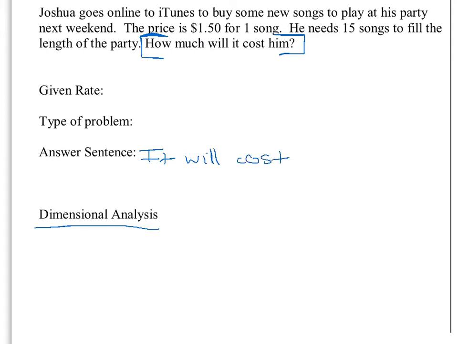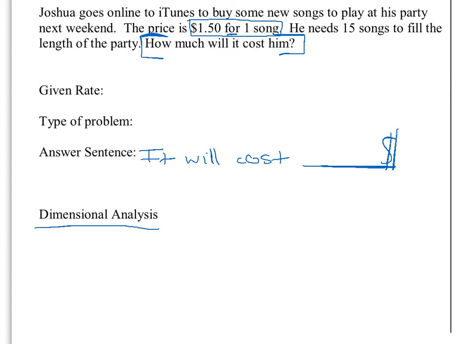If we're talking about cost, my units here are some sort of money units, which in this case are American dollars. It will cost him blank dollars. So when I was reading this problem, I noticed this word "for" and I noticed this rate right here. So I underline that word "for," and I'm going to box in that rate. That's a rate. That's a relationship between two different sets of units, dollars and songs.